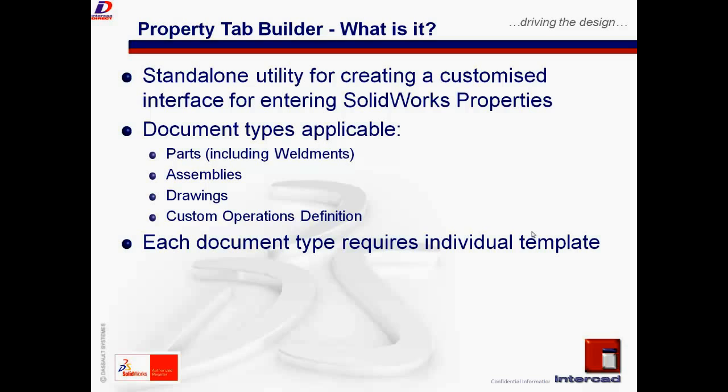Effectively, the Property Tab Builder is a standalone utility that provides us the ability to create a customized interface to update the custom properties of SolidWorks document types. And the types that are applicable are listed over here. This whole utility allows us to very quickly create a logical interface to streamline the process of updating custom properties. Now let's take a look at how it works.